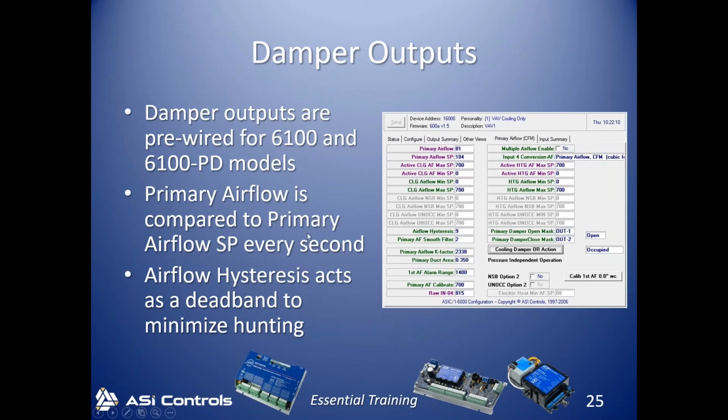And so that's what we do here. Every second, we're comparing the airflow to the set point to decide what to do with the output. This hysteresis is used a little bit. It's kind of a deadband. So if you change that hysteresis amount, then it affects how it handles the pulsing as it approaches set point.